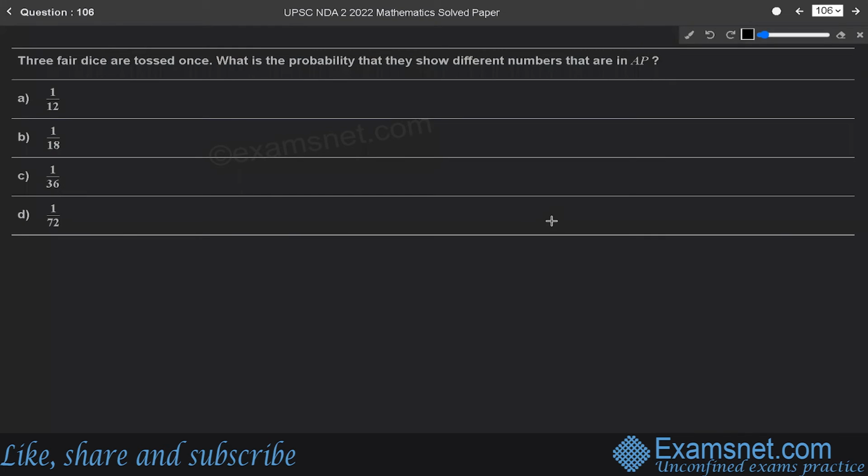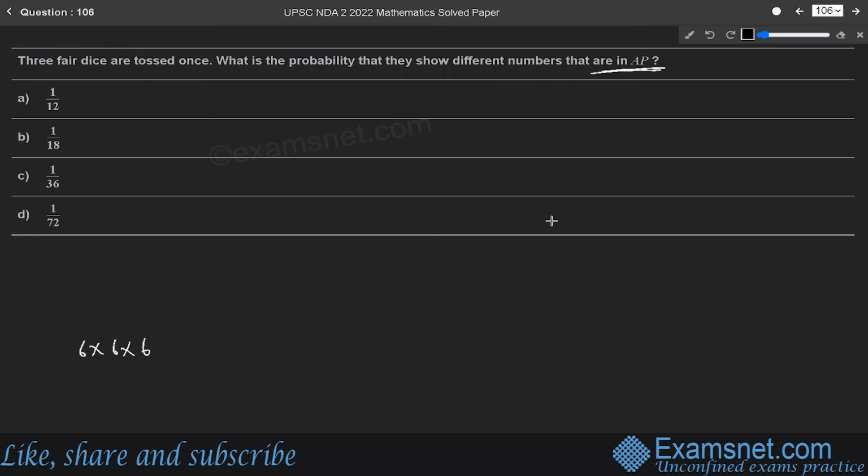Next question is, three fair dice are tossed once. What is the probability that they show different numbers that are in AP? It is given that three fair dice are tossed. So the sample space will be 6 into 6 into 6 for the three dice. And it says that different numbers are in AP.